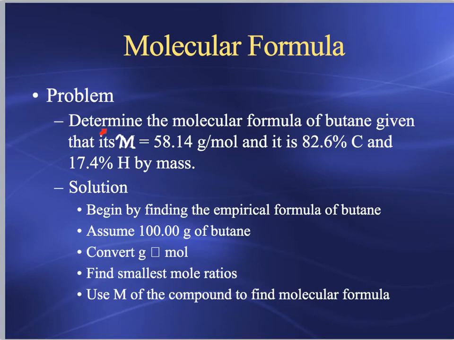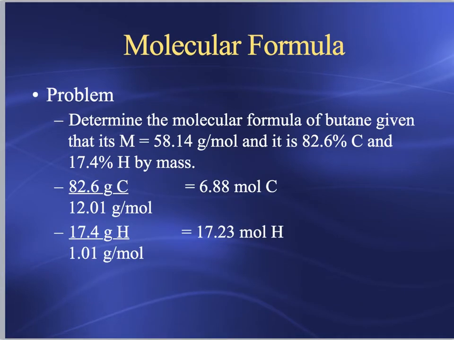So here's an example problem. Determine the molecular formula of butane given that its molar mass is 58.14 grams per mole and it is 82.6% carbon and 17.4% hydrogen by mass. So it's actually going to be solved pretty much the same way as empirical formulas with one step at the end. Our solution is going to begin by finding the empirical formula of butane. That's going to be: assume 100 grams of butane and then convert all of our percentages into grams, grams into moles, find the smallest mole ratios, and then finally use the molar mass of the compound to find the molecular formula. So this is the one step that's going to be new down here compared to what you did before. This part isn't any bit new.